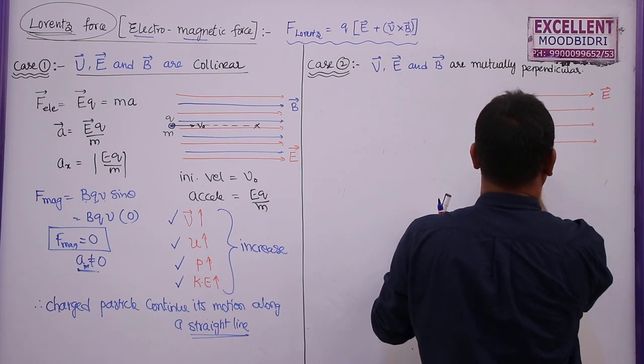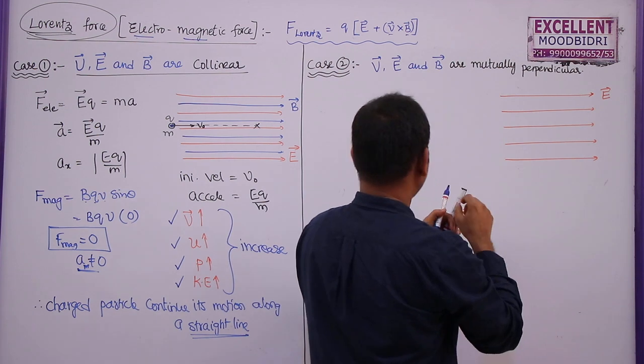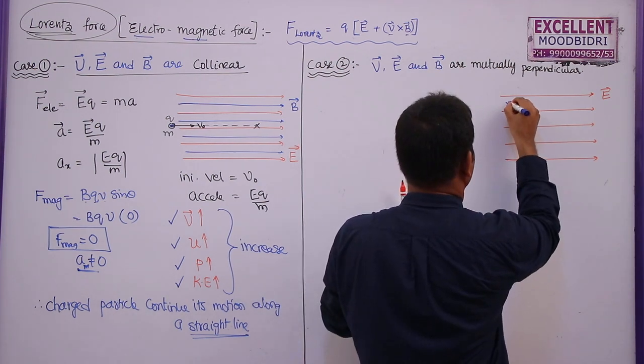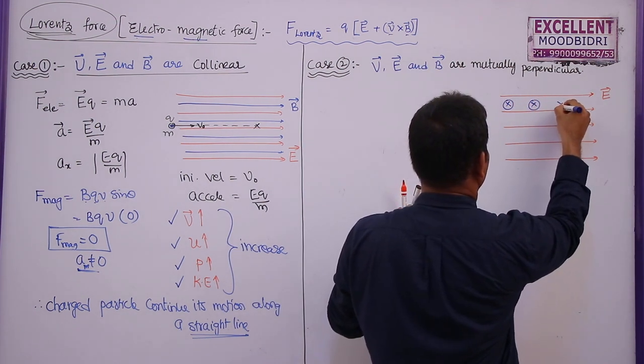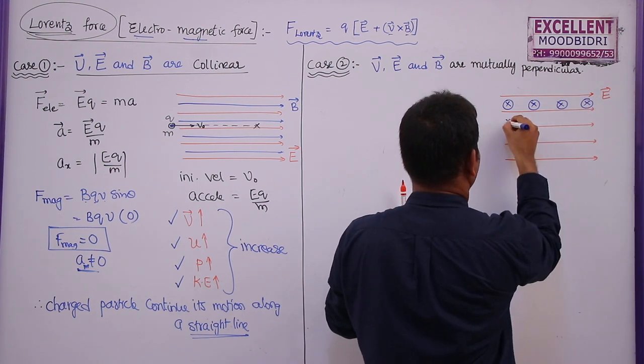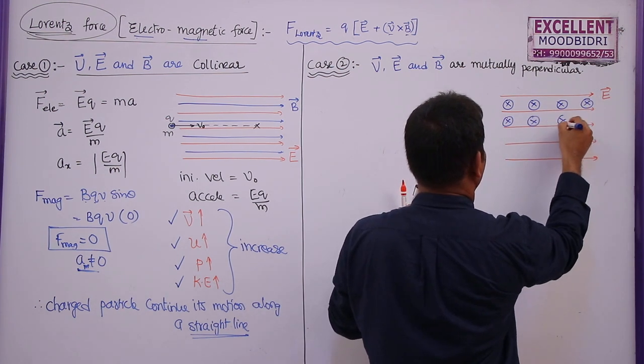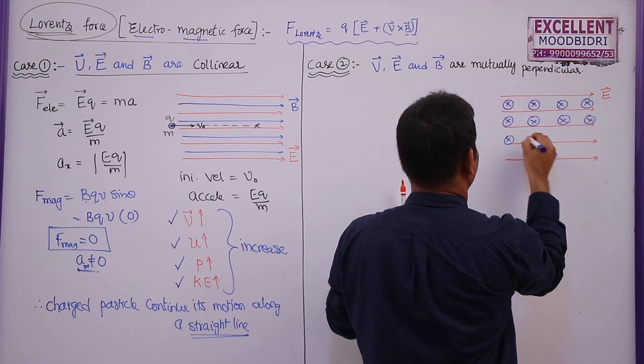E bar. Let us say magnetic field with the blue. So it is into the board. So this is the magnetic field. Here electric field and magnetic field are mutually perpendicular to each other.